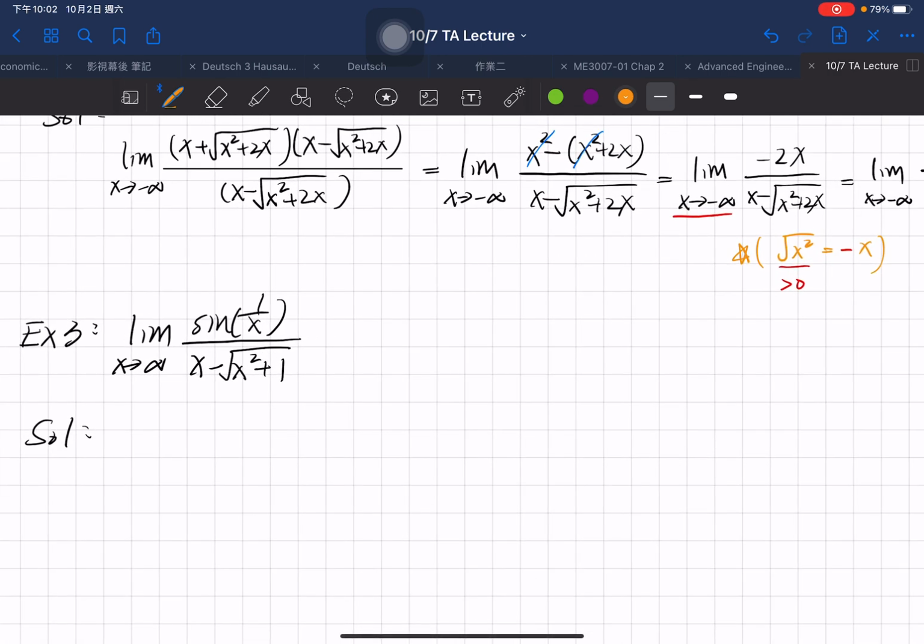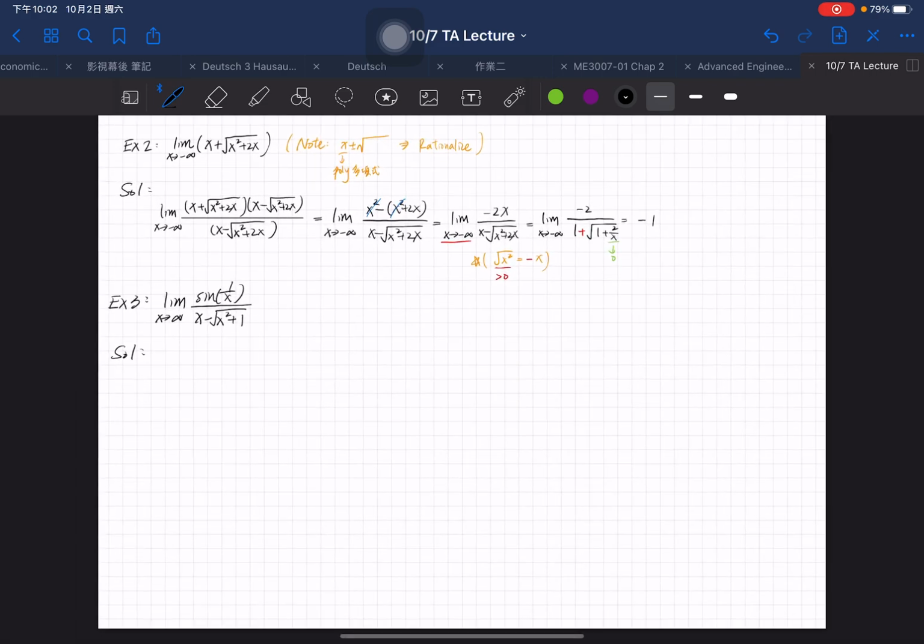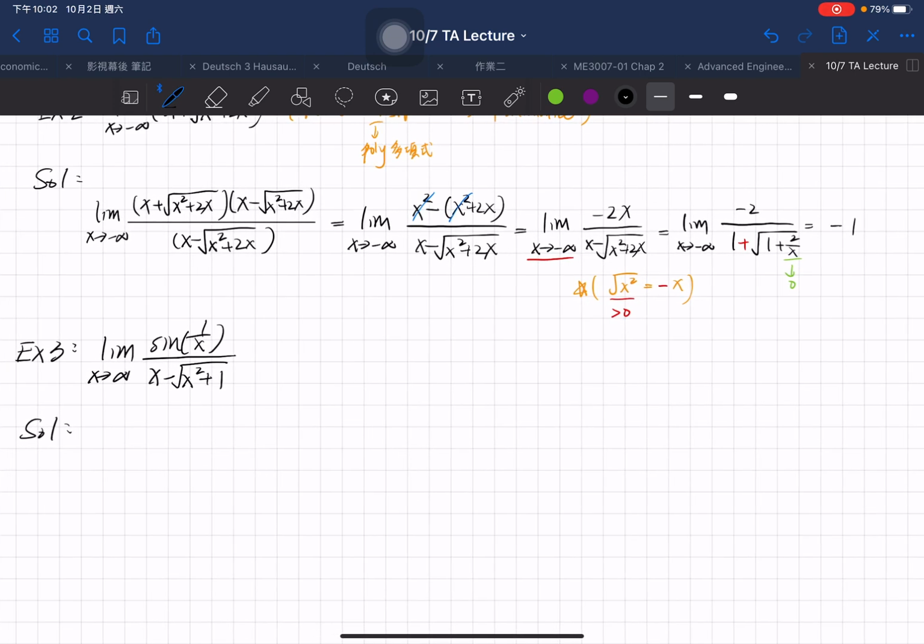Okay, so now we start from example 3. It wants the limit of sine of 1 over x minus the square root of x squared plus 1, when x approaches infinity. I forgot to say, I recommend that if you want to try it yourself, you can pause the video and try to do it before I explain it. It will be a great practice for all of you.